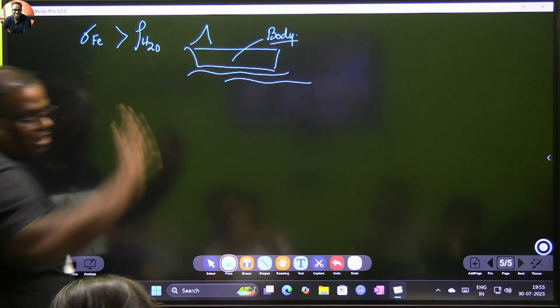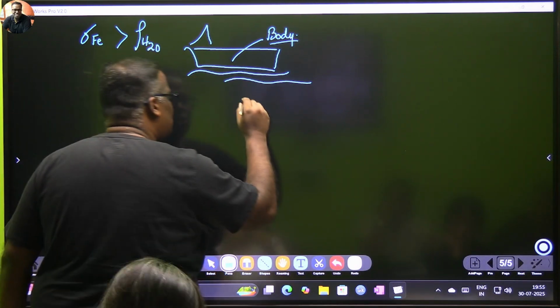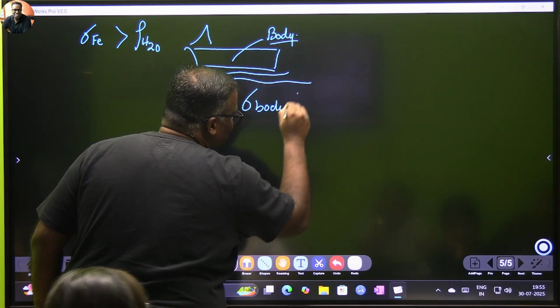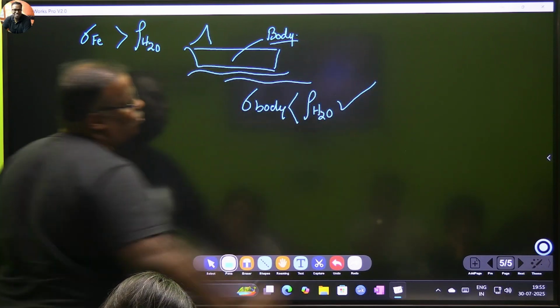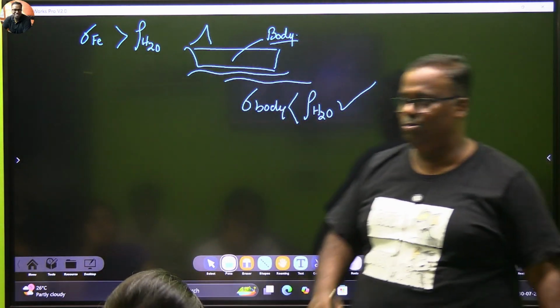हमने इसको फ्लोट करा दिया. शिप्स तो फ्लोट करता है ना. That means one thing has to be there, that sigma of the body has to be less than rho of water. भाई साहब, this तो is यूनिवर्सल ट्रूथ. इफ दिस इज नॉट फॉलोड, ये शिप पानी में डूबेगा ही डूबेगा.